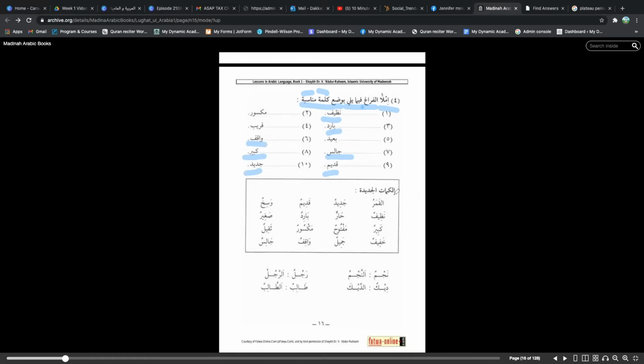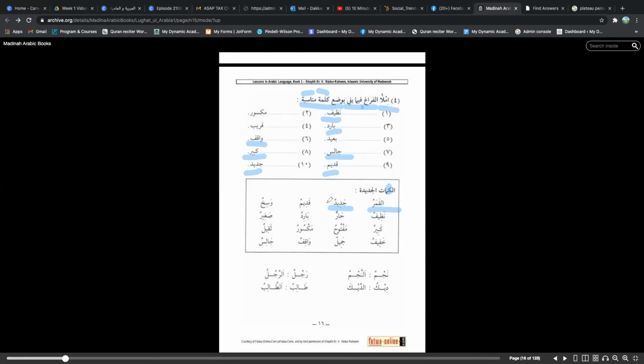And here they have once again kalimat. It looks like it's missing the lam. There's supposed to be a lam there. Kalimat jadida, the new words. So let's go over the new words real quick. First, al-qamaru, the moon. Jadidun. So this is a sifa, what you call an adjective, right? So new. If you want to describe something as being new, you use jadidun.